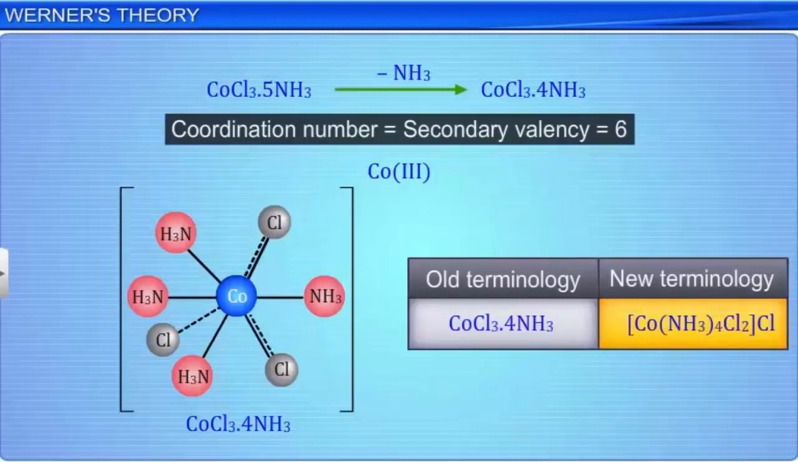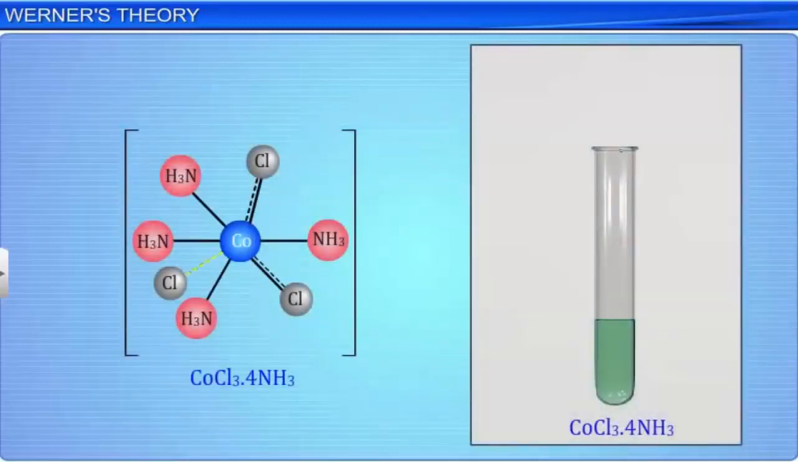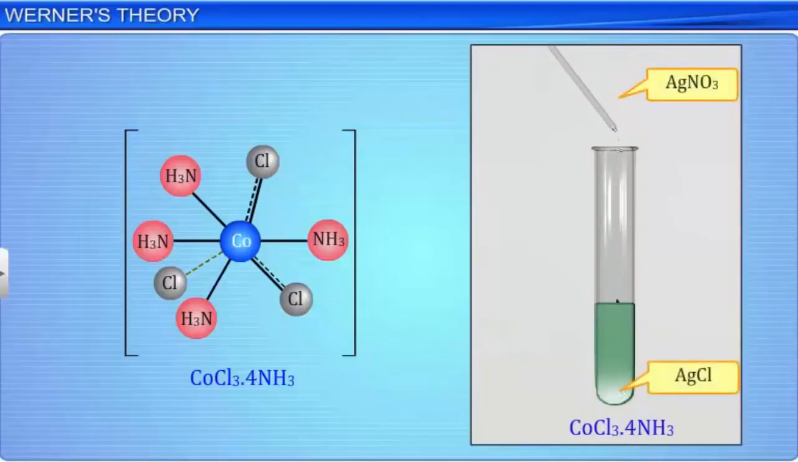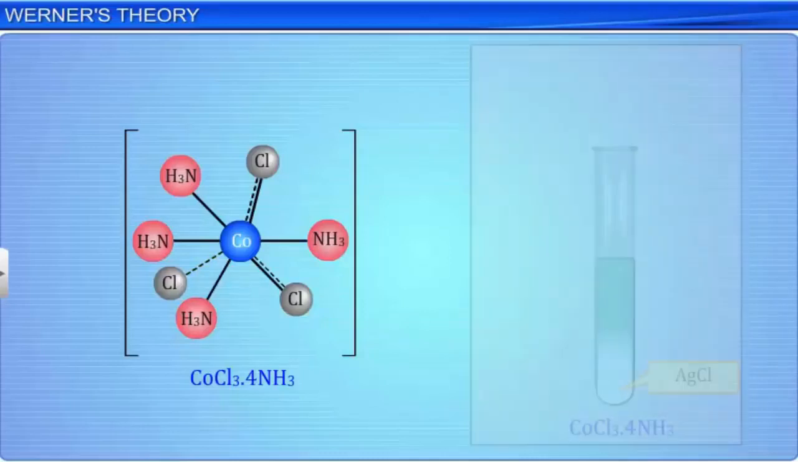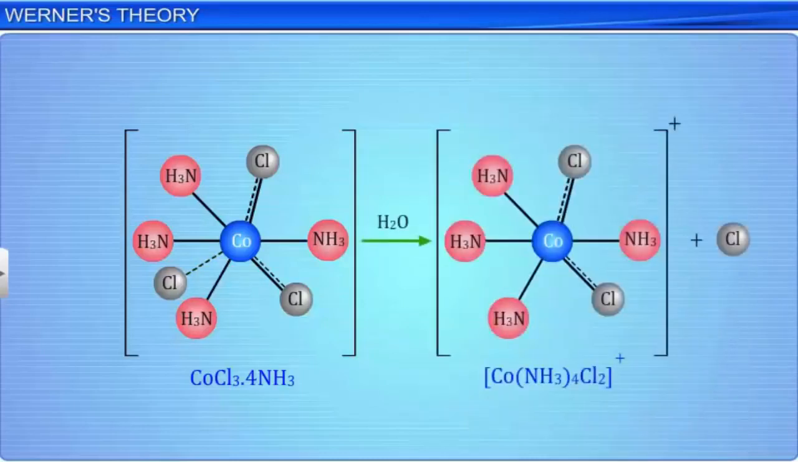This complex, on ionization, gives 2 ions: one of [Co(NH3)4Cl2]+ and the other of chloride ion. The structure of the complex is shown here.